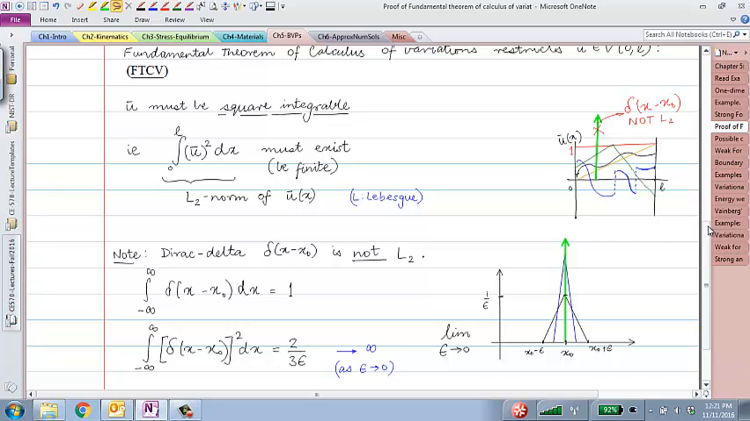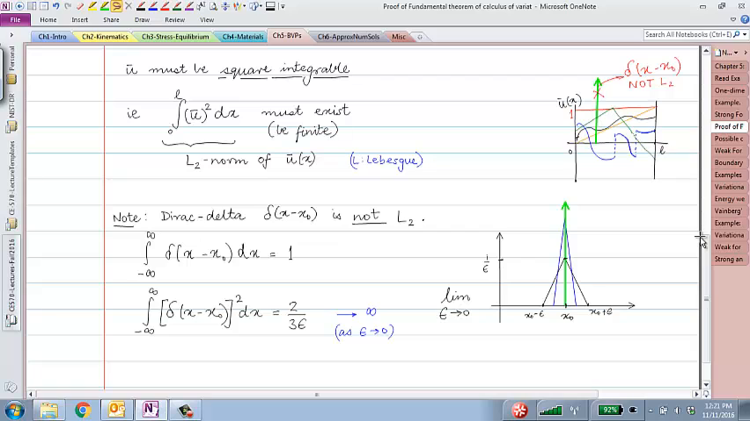There is one common class of functions, and some other classes as well, called the Dirac delta function. Hopefully you've heard of that before. That is not square integrable, and let's see why. The Dirac delta function, if you remember, is defined in this way: the integral from minus infinity to plus infinity of the Dirac delta function at some point x minus x0 is always equal to 1, which you can think of as an infinite value at x0 and 0 everywhere else. That's a Dirac delta function.